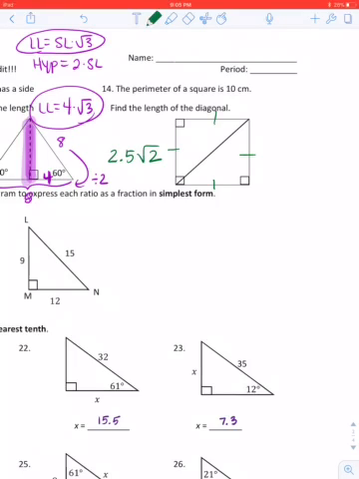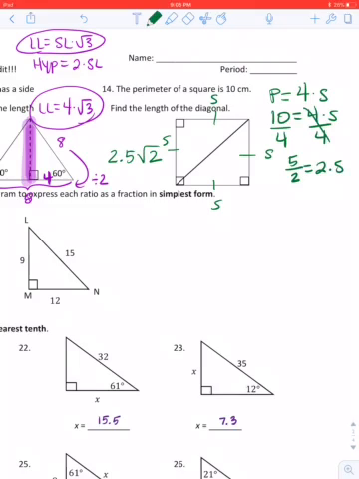So let's just say this is S for side. Then all of this is going to be S, and the perimeter would be S plus S plus S plus S, also known as 4 times S, right? Well, if the perimeter is 10, then the side length would just be 10 divided by 4, right? So 10 divided by 4 is 5 halves, which is the same thing as 2.5.